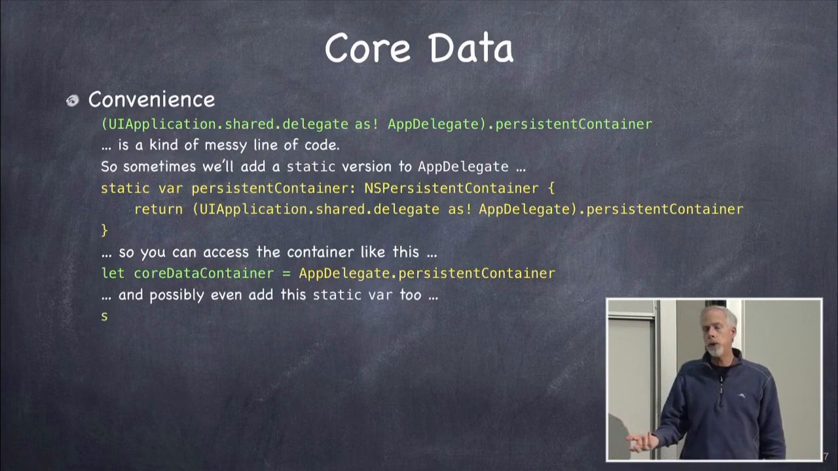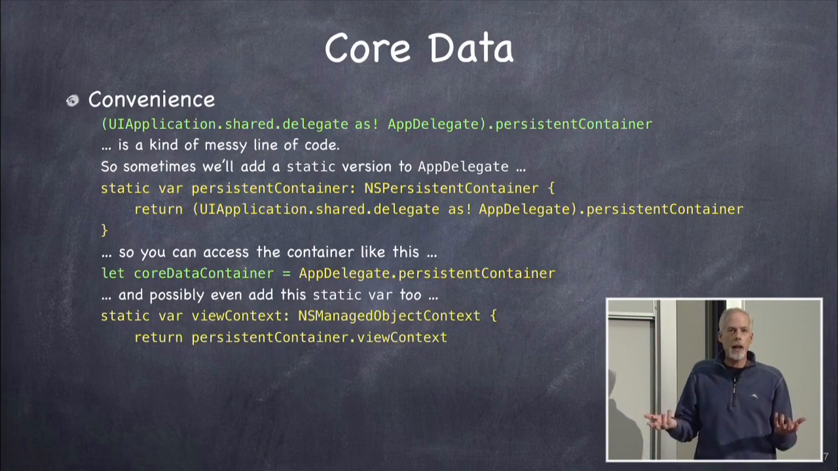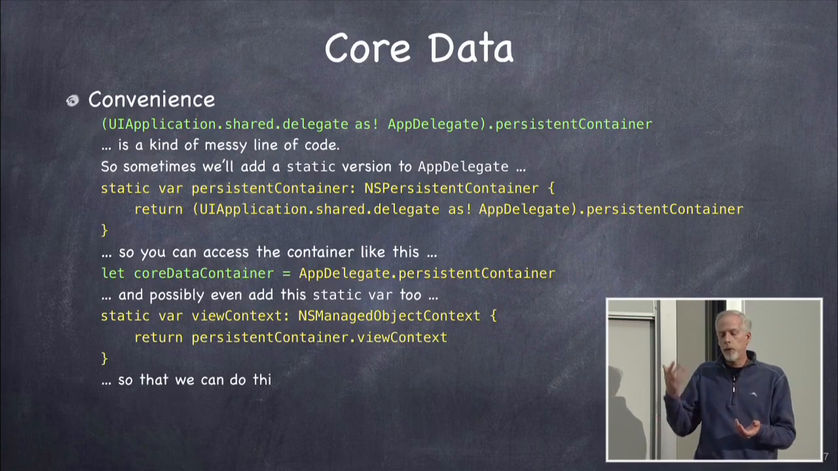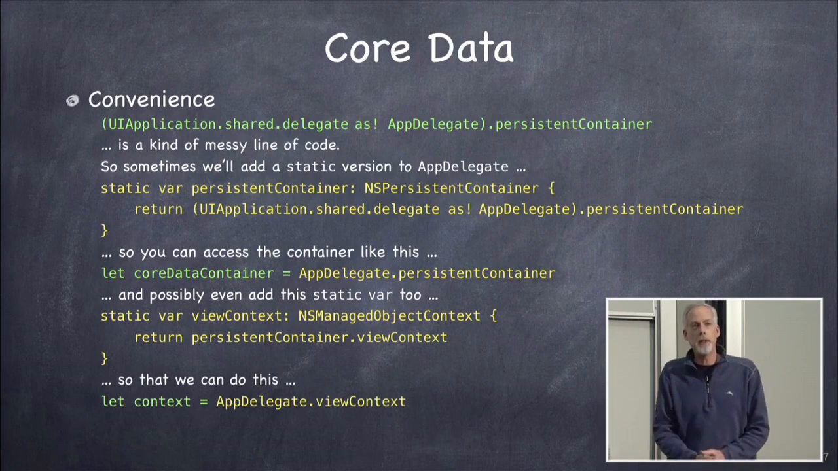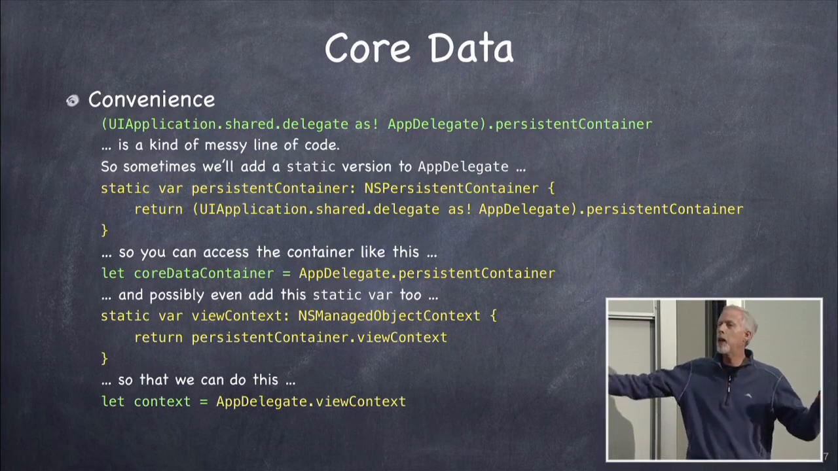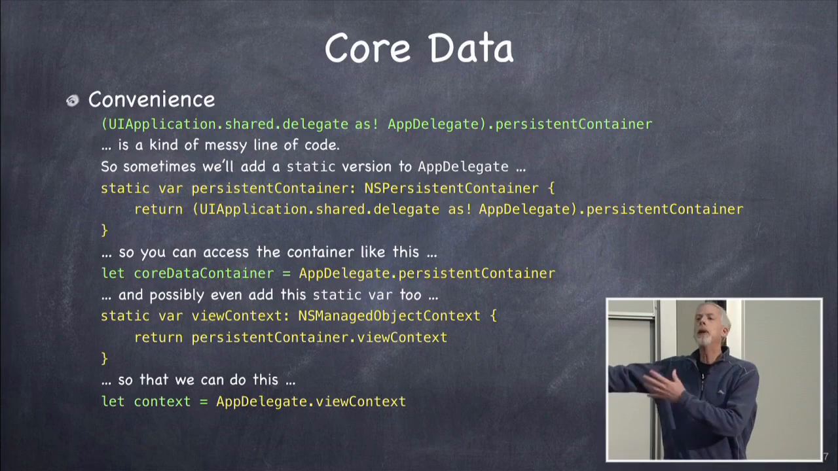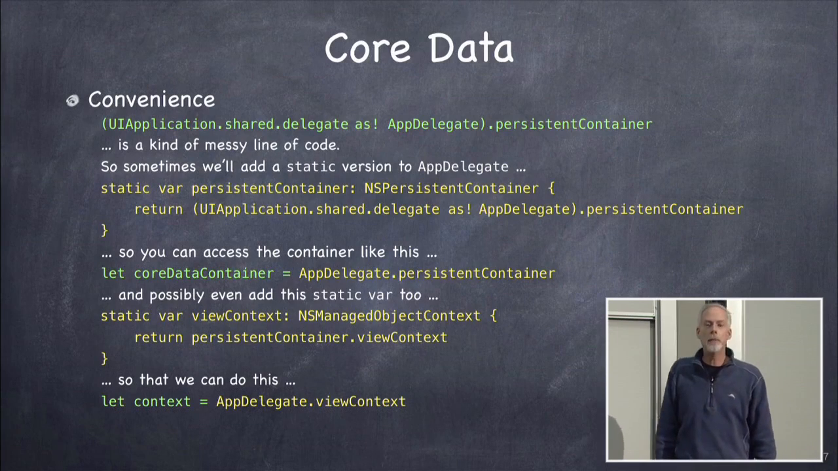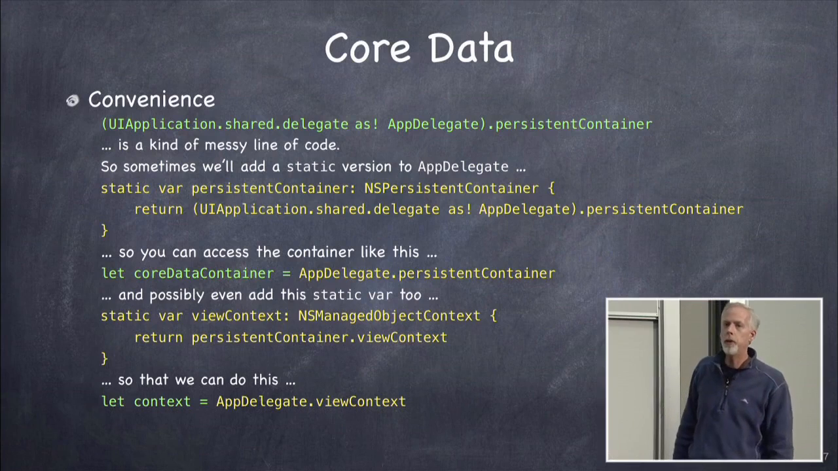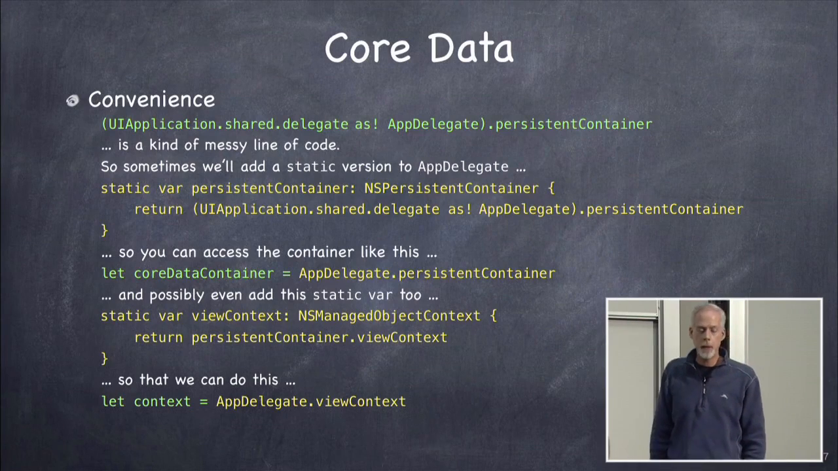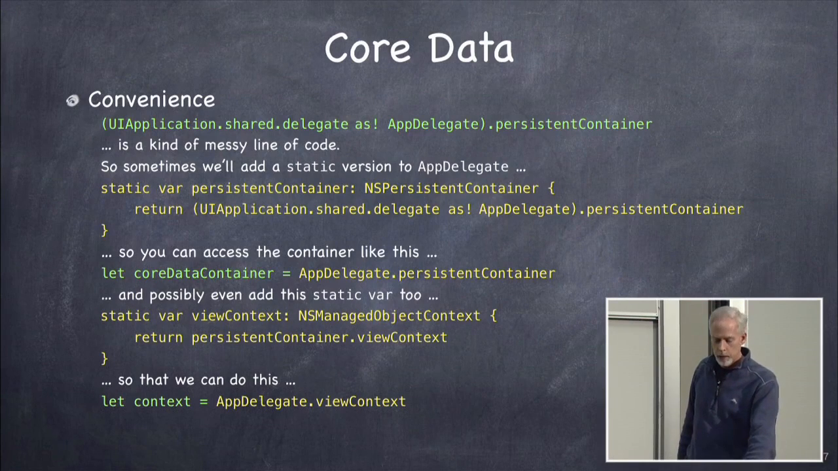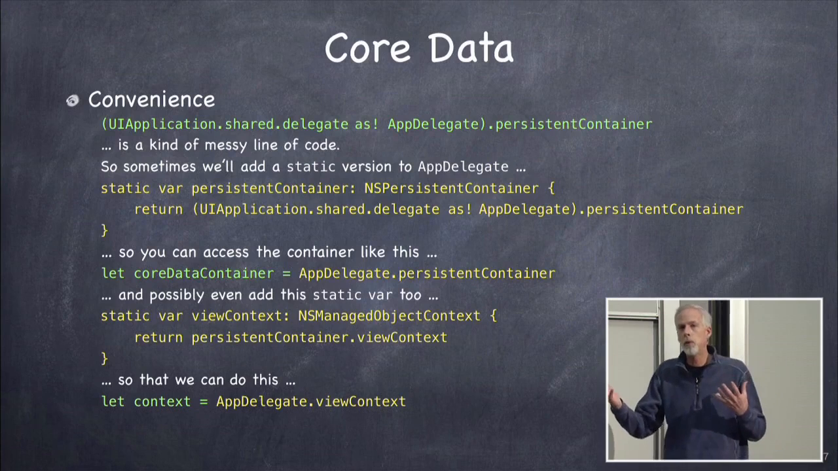And we can do the same thing with view context. You might create a static called view context. And for the rest of these slides, you can assume I've done this, which is good because typing that long messy thing would make all my slides spill over the edge. So I'm going to use this shorter version as well. And you're welcome to create these static vars in your app delegate if you want to make your code a little cleaner.